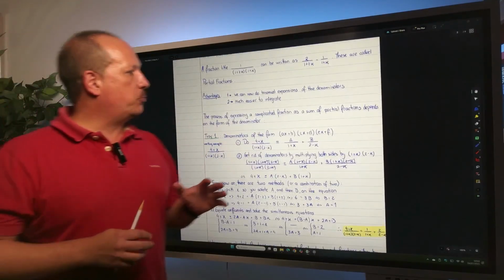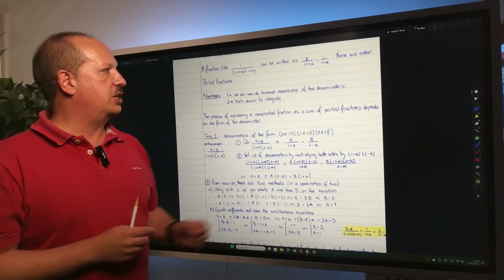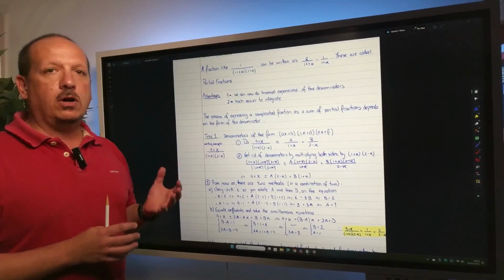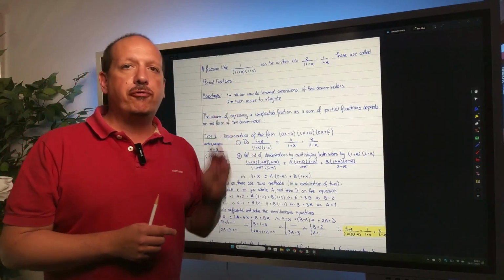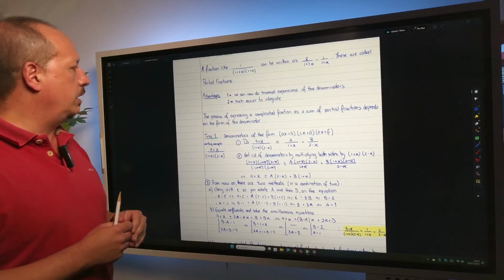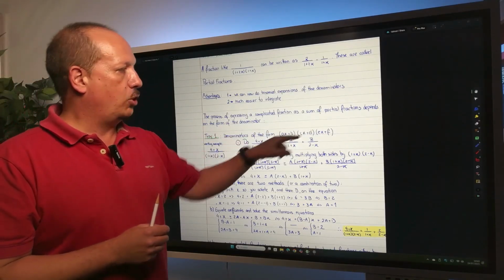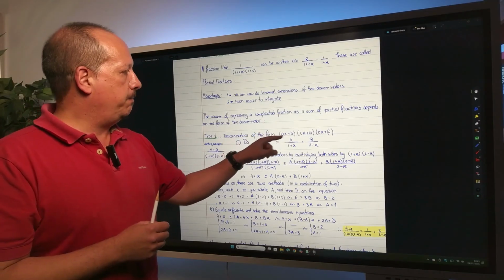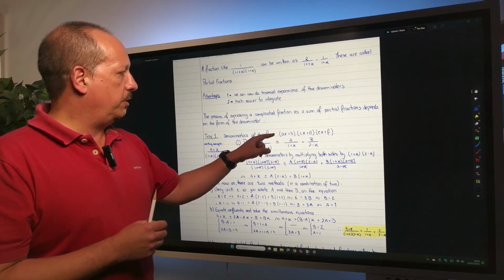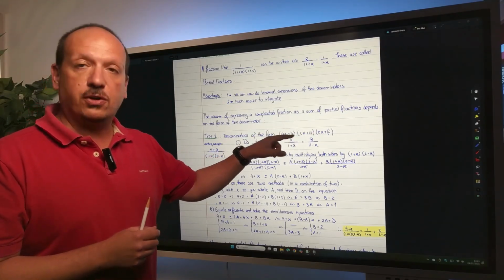The process of expressing complicated fractions as a sum of partial fractions, such as that, depends on the form of the denominator. So there are 3 forms that you are going to study. This is a type 1 form, in which the denominators are in this form. This is a product of expressions that are of the first order, sorry.